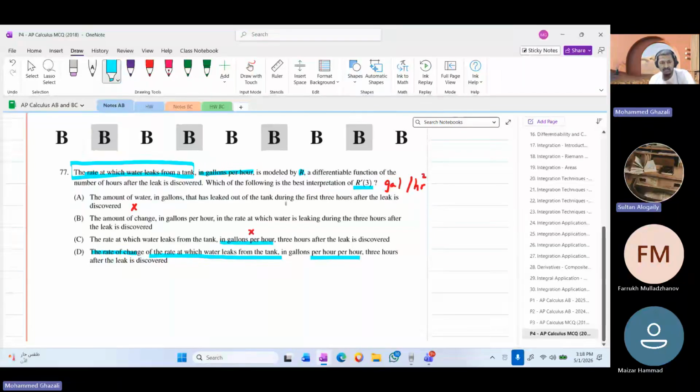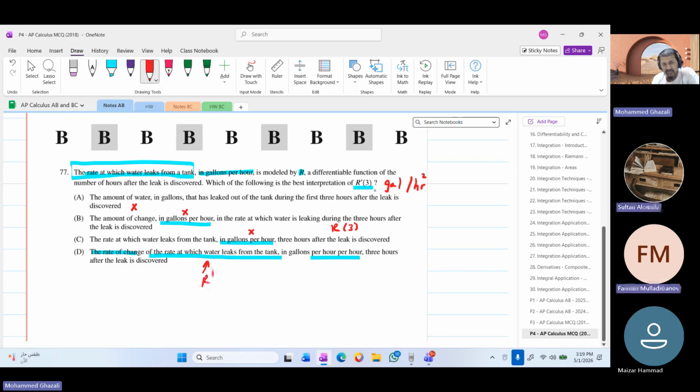Because the rest of them are talking about the amount of change in gallons per hour. Well, the rate is wrong, it's gallons per hour. They're talking about R of 3 here, but not the derivative of R of 3. The last one is talking about the derivative.